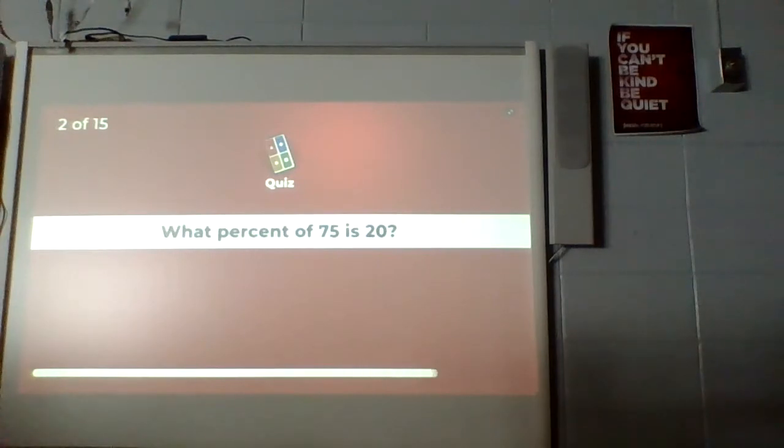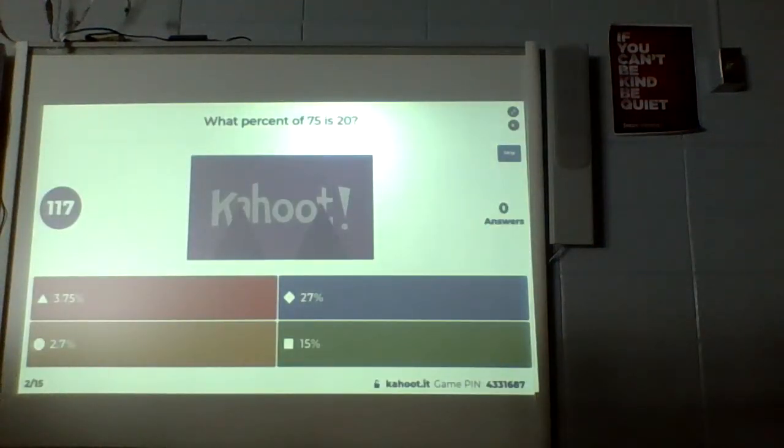So here's one of our percent questions. What percent of 75 is 20? It looks like they rounded for the most part. So you guys know, if you're looking and you're like, my exact answer's not on there, they might have rounded a little bit. Let me know if you're having trouble getting it set up. We just talked about this. It's like one of our examples we just did.